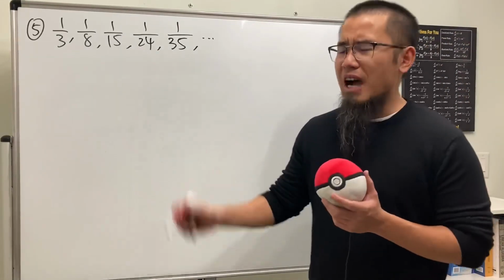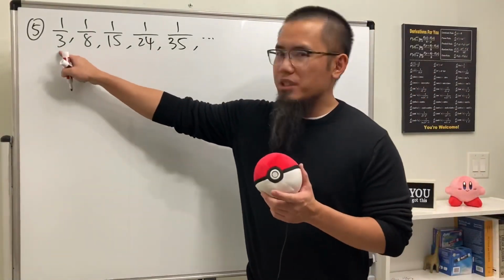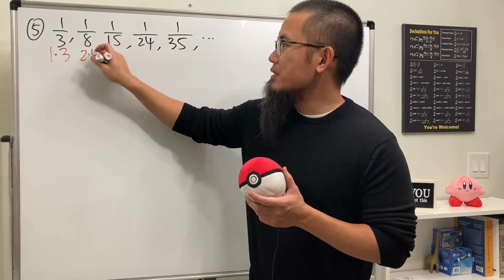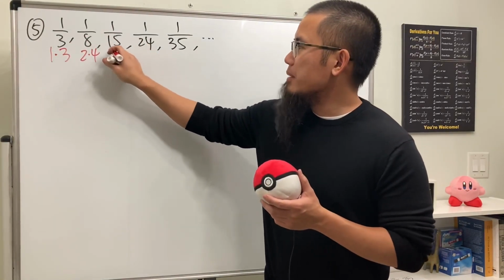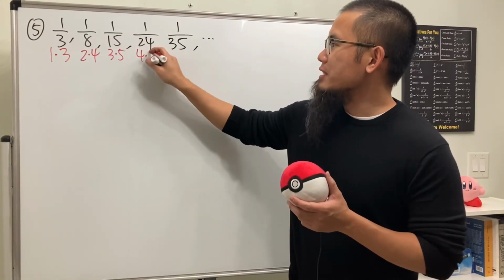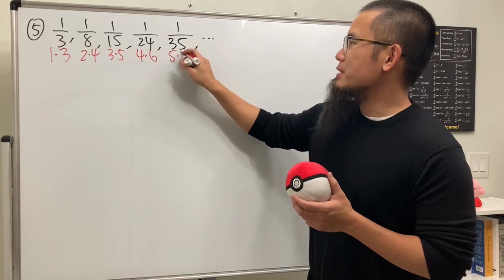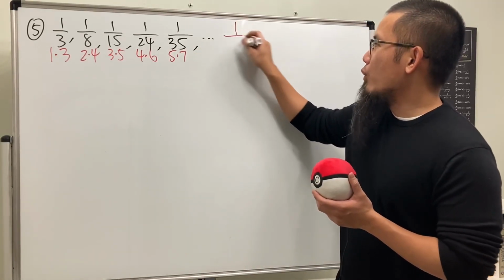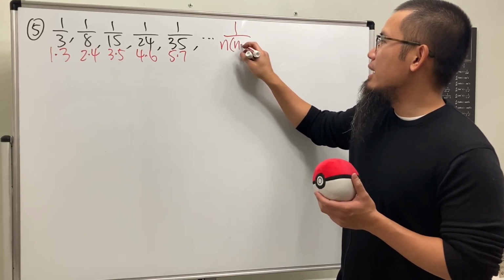That's number 5, and notice that 3 is the same as 1 times 3, 8 is the same as 2 times 4, 15 is the same as 3 times 5, 24 is the same as 4 times 6, and then this right here, 5 times 7. So the an formula is just 1 over n times n plus 2.